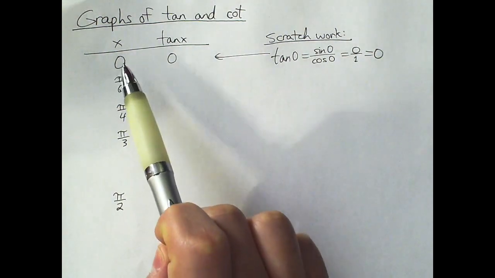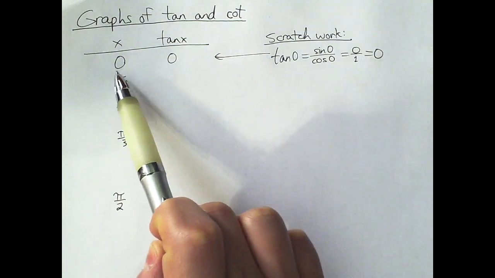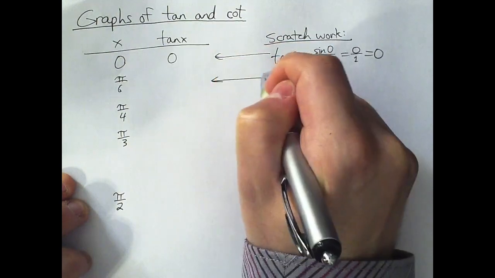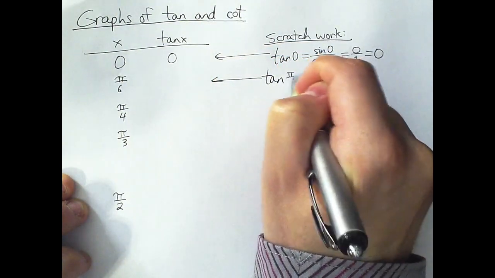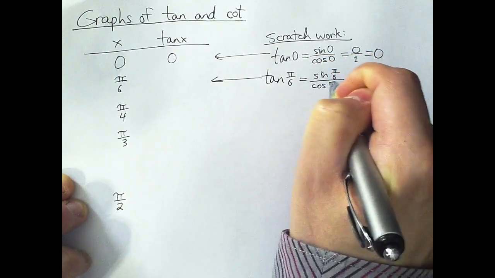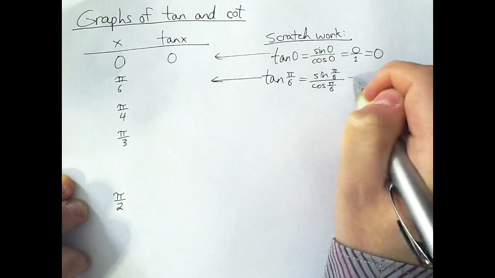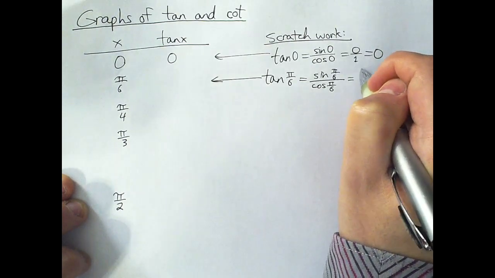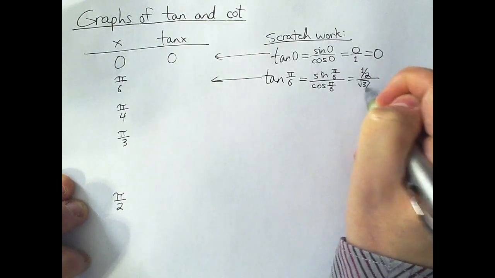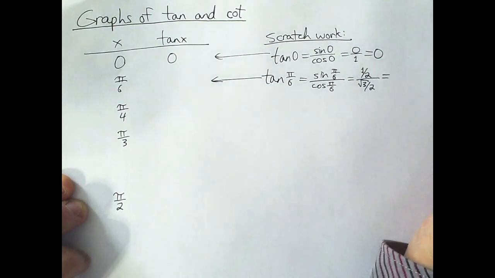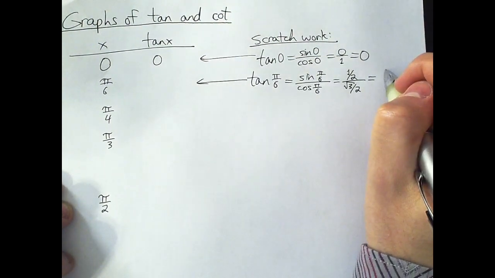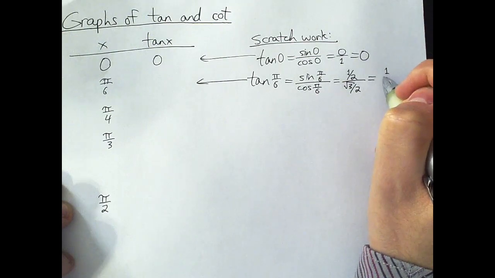It's right here, 0, 0. You can imagine a comma. 0, 0 is a point on the graph. For this one, what is tangent of pi over 6? So it's sine of pi over 6 divided by cosine of pi over 6. And you should know sine of pi over 6 is 1/2. Cosine of pi over 6 is the square root of 3 over 2. This winds up equaling 1 over the square root of 3.